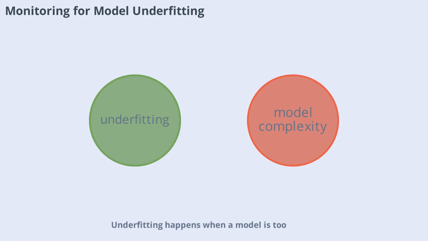Underfitting happens when a model is too simple to capture underlying patterns in the data. Monitoring for underfitting involves tracking low accuracy on both training and validation sets. Addressing underfitting may require increasing model complexity or improving feature engineering.